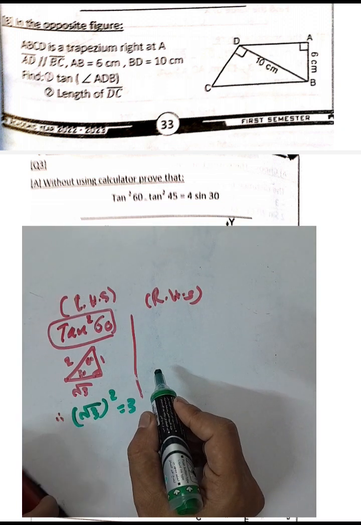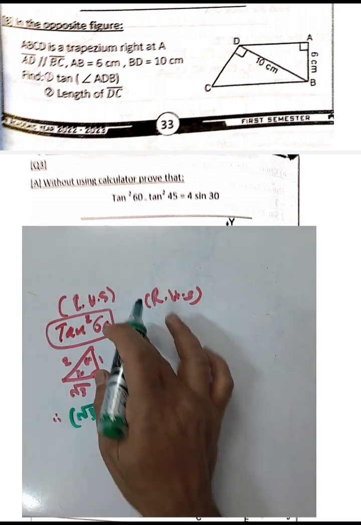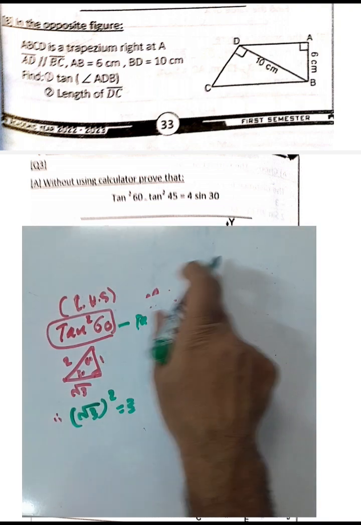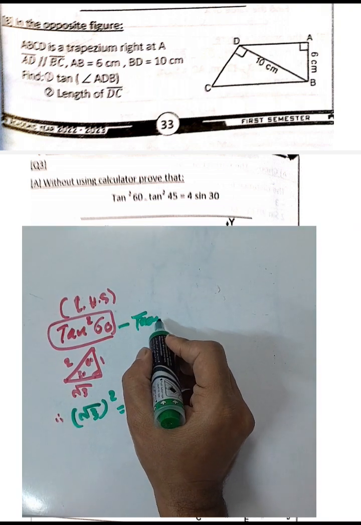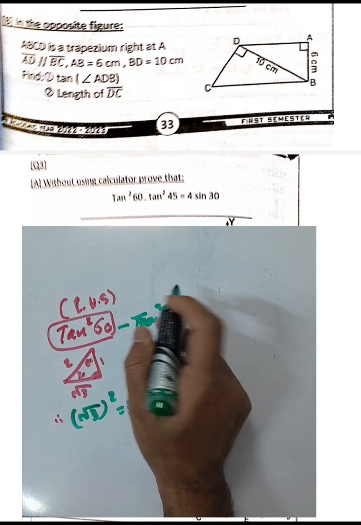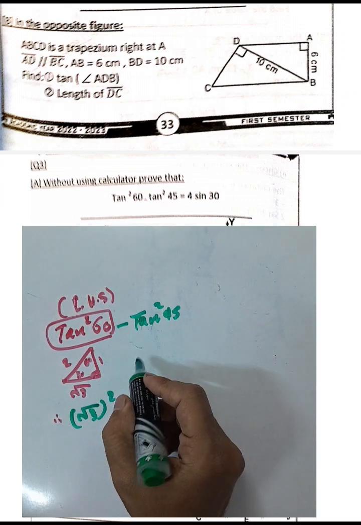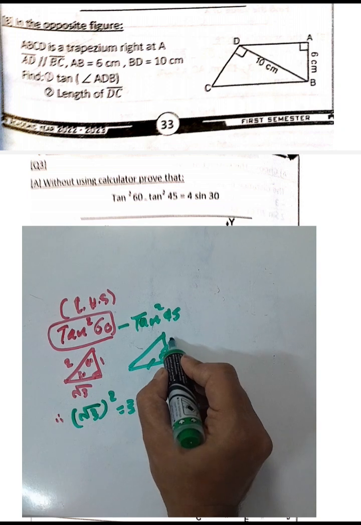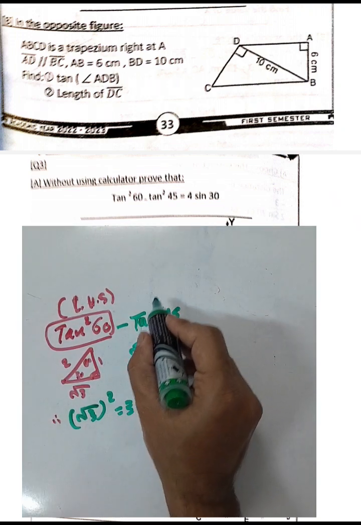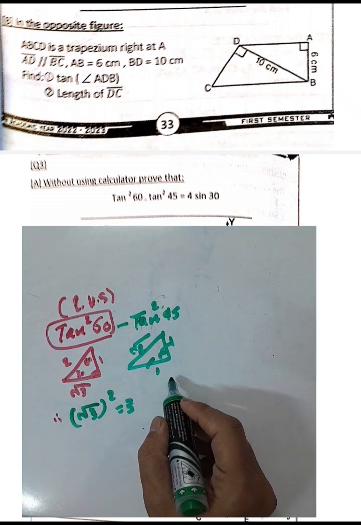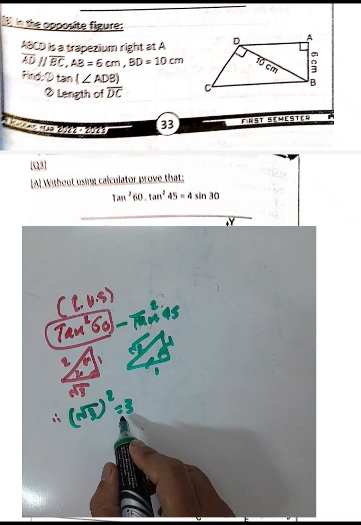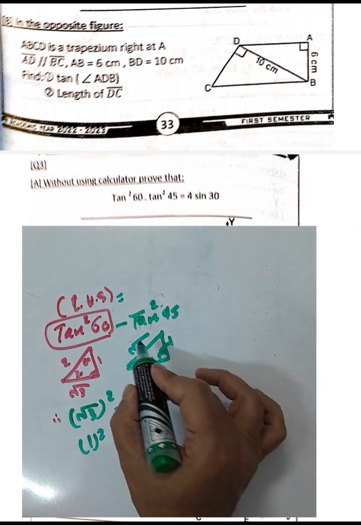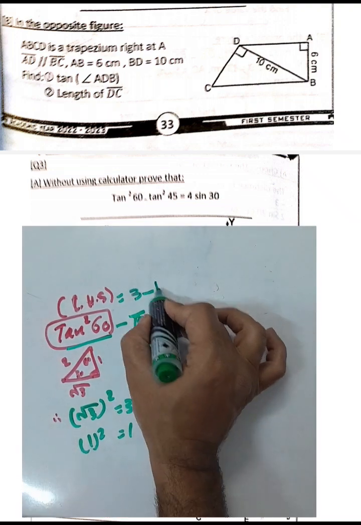And the right hand side here we have tan 60 subtract tan 45. Complete with me, from this right angle isosceles triangle it will be 1 and 1 and root 2. Then tan 45 is 1 over 1, it will be 1. Then the left hand side will be root 3 squared is 3, subtract 1 equals 2.